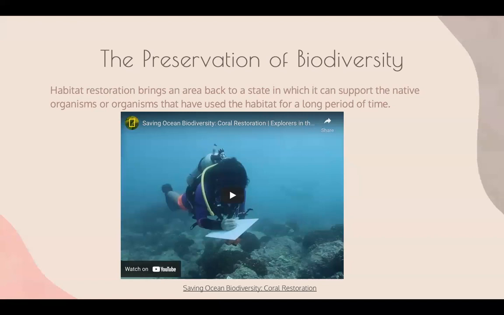So we just want to restore it to a state that supports a lot of the organisms that used to live there. So I included a video, Saving Ocean Biodiversity, and this is on coral restoration. So we are losing a huge percentage of our coral reefs. However, there are people working to regrow a lot of this coral, and it seems to be having an effect. So I would like you to watch this video as an example.